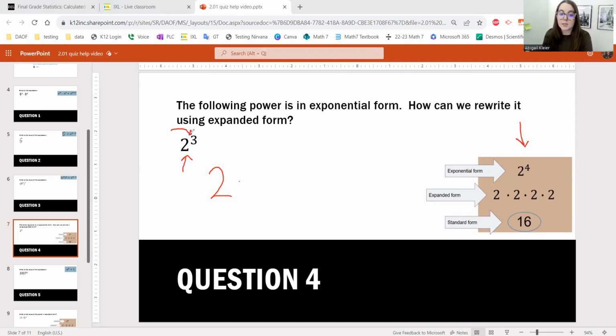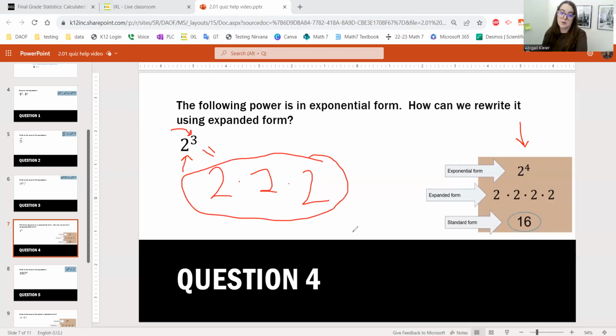This number up here, the exponent, tells us how many times we are going to write that value. So this is like an instruction manual. This is telling us to write the number 2 three times. So 2 times 2 times 2 is equivalent to 2 to the power of 3 in expanded form. That would be the answer to this question. They're really asking us to know our forms in this one. We went from exponential form, which is the one that has the exponent, to expanded form, which shows the work of how many times you're actually multiplying that base number.